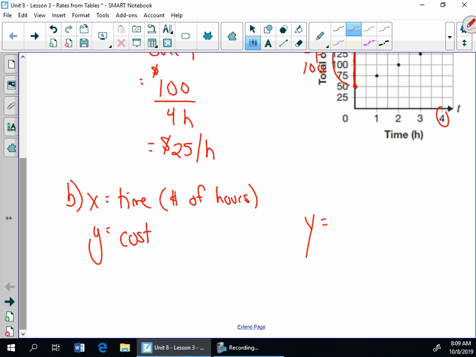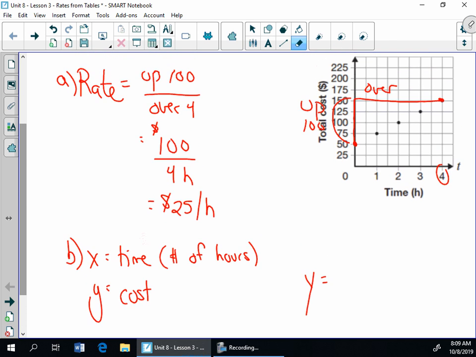My equation is Y equals whatever I started at. My initial value, the spot where I'm at 0. If you look at our graph, that would be my very first dot, right? The nice dot we started with, 50. And how did it change? It was going up 25 every hour. There's our equation. So the exact same stuff we did yesterday.